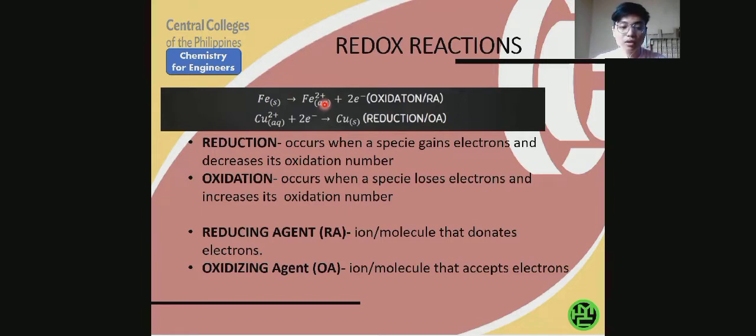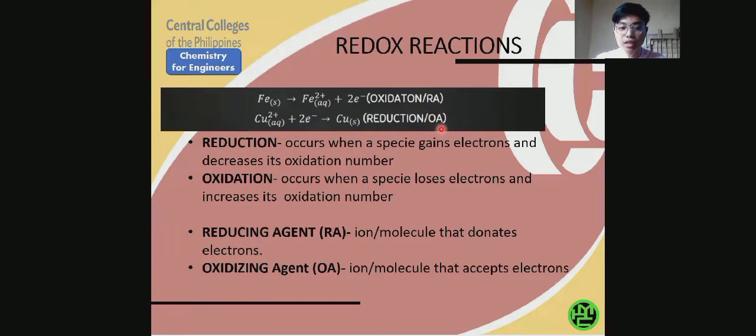Another thing you should also be able to identify is which is the oxidizing agent and which is the reducing agent. Okay, so here, when we say reducing agent, this is the ion or the molecule or the element that donates the electron. And when we say oxidizing agent naman, this is the ion or the molecule that accepts the electrons. So, andito siya. As you can see, yung RA and letter OA. So, here's the key term.